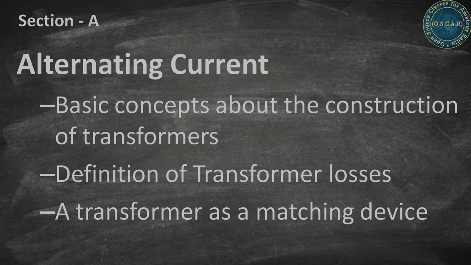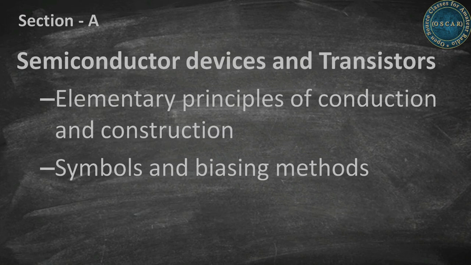Next you will have to learn about alternating current, basic concepts about the construction of transformers, definition of transformer losses, a transformer as a matching device. You will have to learn about semiconductor devices and transistors, elementary principles of conduction and construction, symbols and biasing methods.